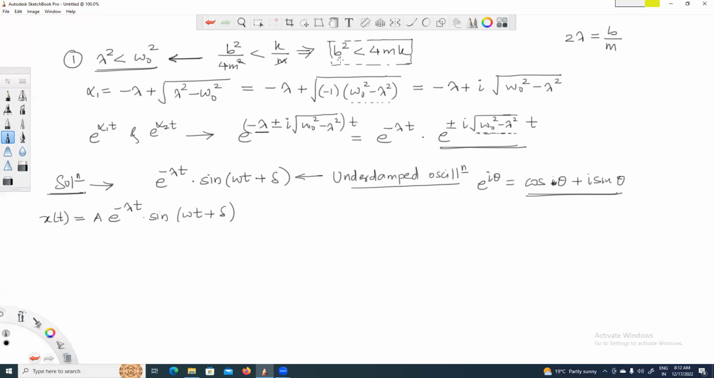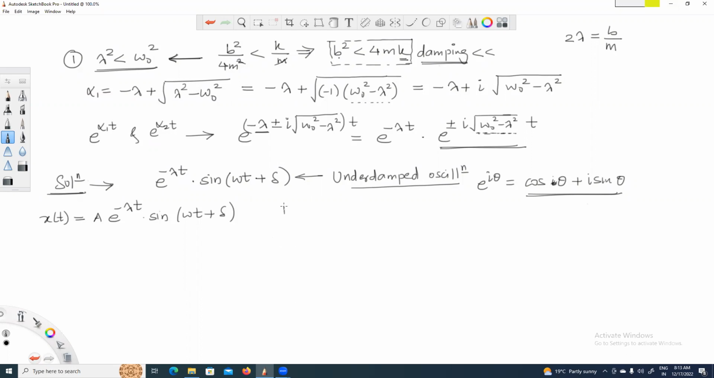Remember this b is a damper, a damping coefficient, and this k is a spring constant. So b basically decides the damping force, and k basically decides the restoring force. What does this condition indicate? It indicates that our damping force is very, very less. Obviously, if the damping is very less, it will keep oscillating, though the amplitude is going to decrease.